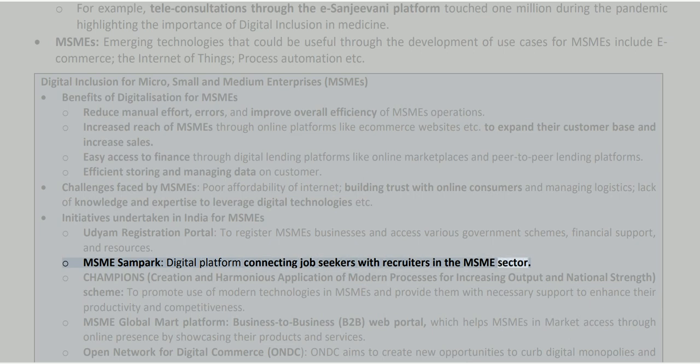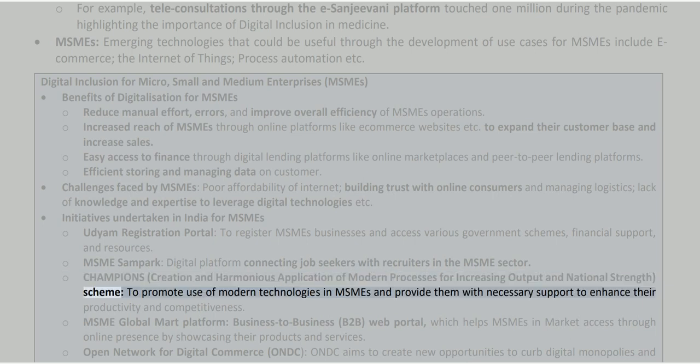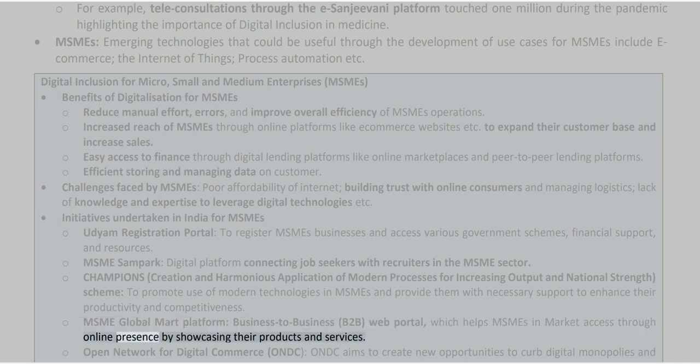Champions, creation and harmonious application of modern processes for increasing output and national strength. Scheme, to promote use of modern technologies in MSMEs and provide them with necessary support to enhance their productivity and competitiveness. MSME Global Mart Platform, a business to business, B2B, web portal, which helps MSMEs in market access through online presence by showcasing their products and services.